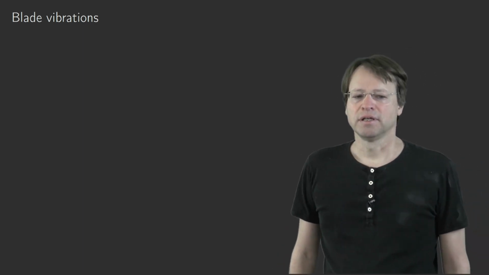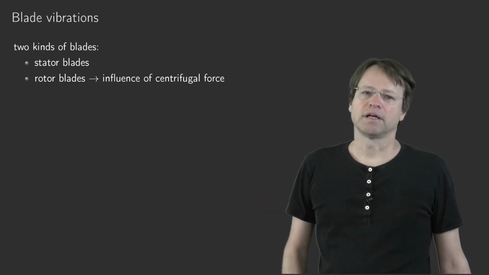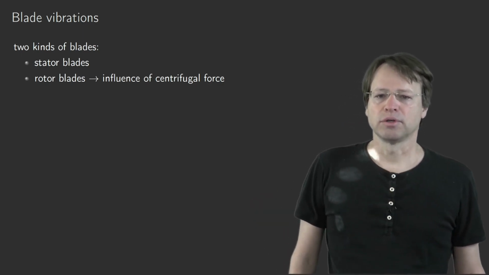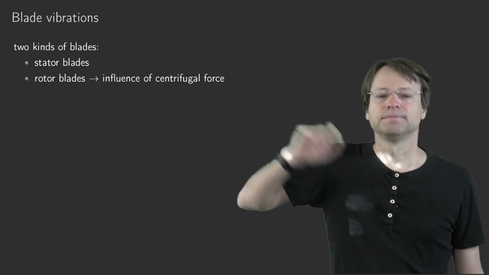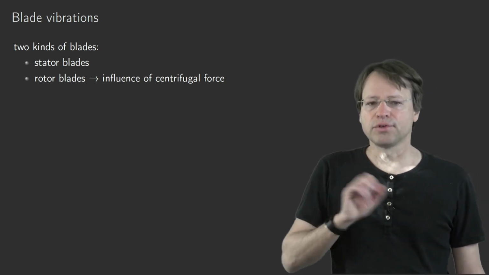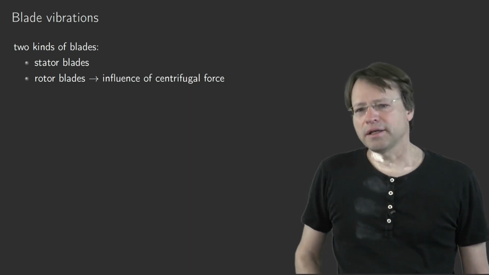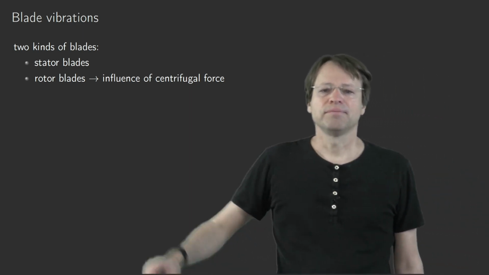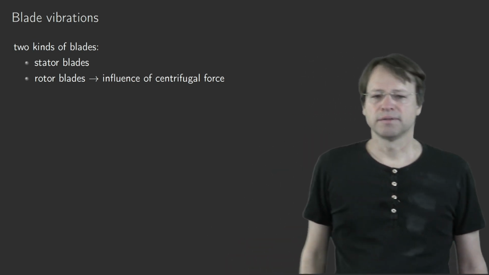Hello and welcome to this last chapter in the course of machine dynamics, and this chapter is entitled Blade Vibrations. When we consider blades, there are two kinds of blades in a turbine. The first one are stator blades and the second one are rotor blades. For the rotor blades, we will study the influence of centrifugal forces. But first, in this video, and I would say also in the next video, I'm dealing with stator blades.